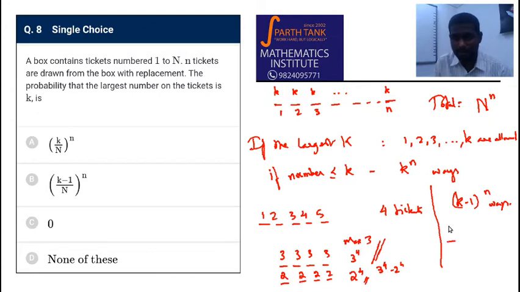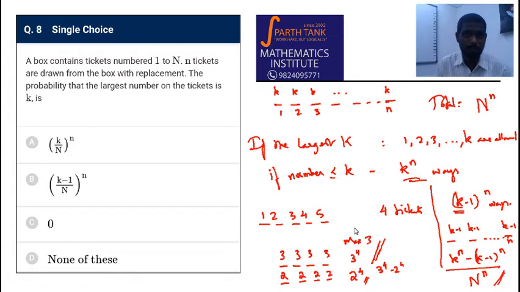Okay? That is, in the first place you put numbers from 1 to k minus 1. Second place also you put numbers from 1 to k minus 1, and so on. Up to the nth ticket also you put numbers from 1 to k minus 1. So you have to subtract this and this to get the actual number of favorable ways. So k power n minus k minus 1 power n. The whole thing divided by N power n is the answer to this problem, but that is not there anywhere. So the answer is none of these. Interesting question. Total number of ways is capital N raised to small n. If the largest number is k, there are k power n ways in which you can have numbers that are less than or equal to k.